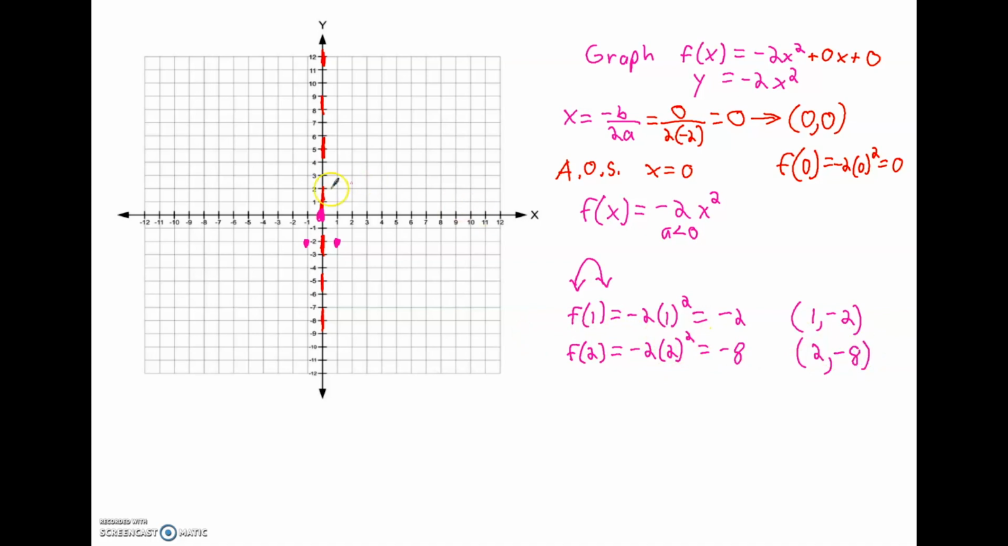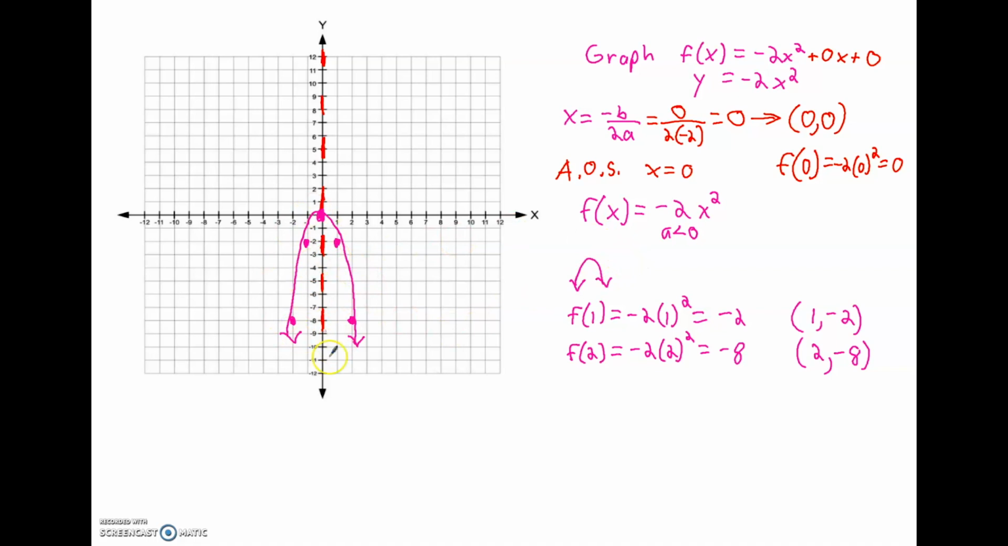So that's the point 2, negative 8. So 2, down 8, bam! We're 2 away from the mirror, or the axis of symmetry, so we'll be 2 away on the other side. And now this is actually the worst part for me, is drawing out the parabola, because I can never quite hit all the points. There you have it there.